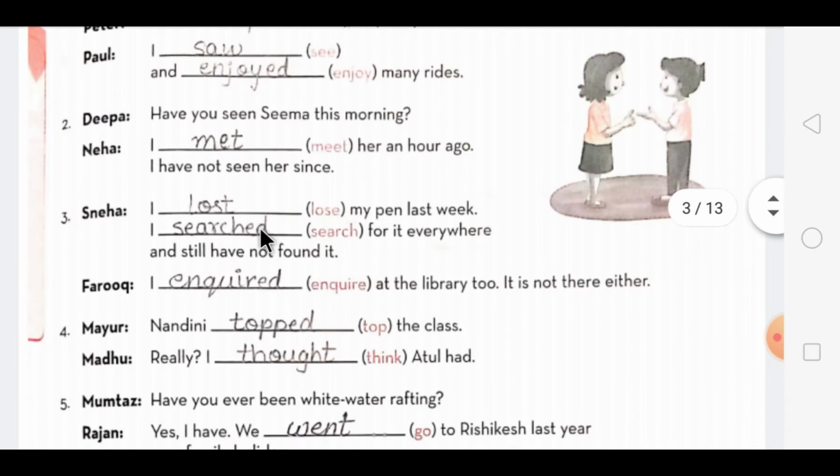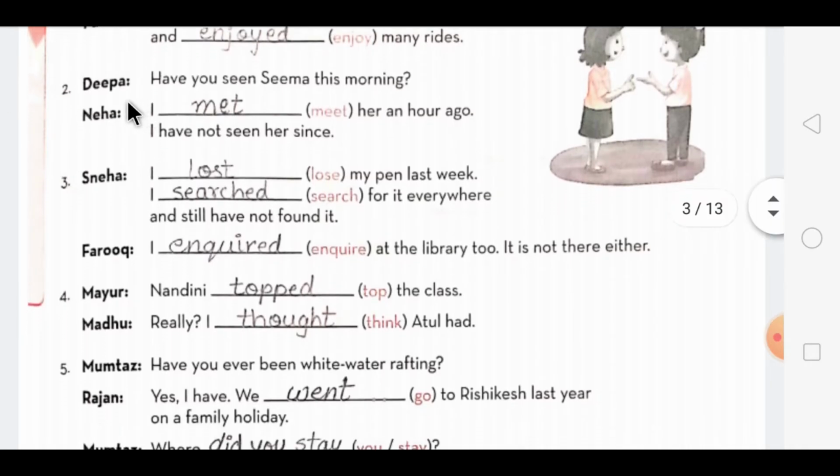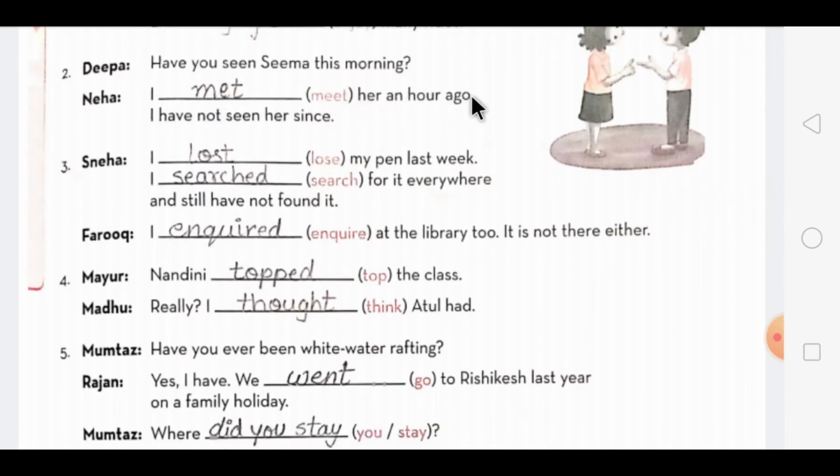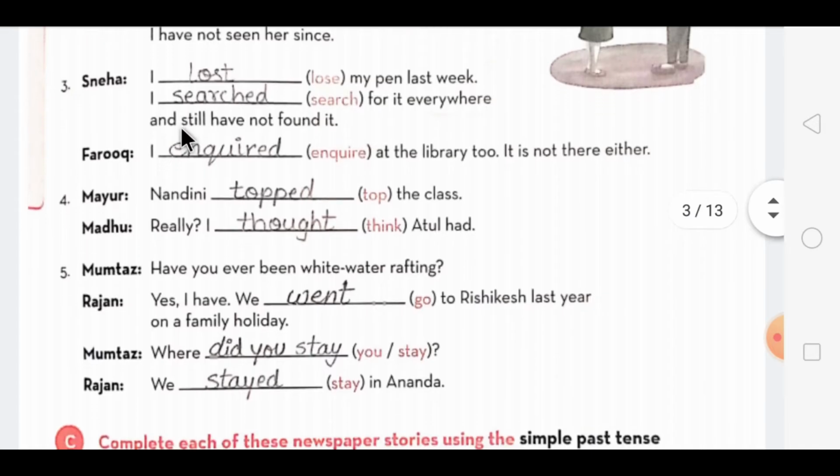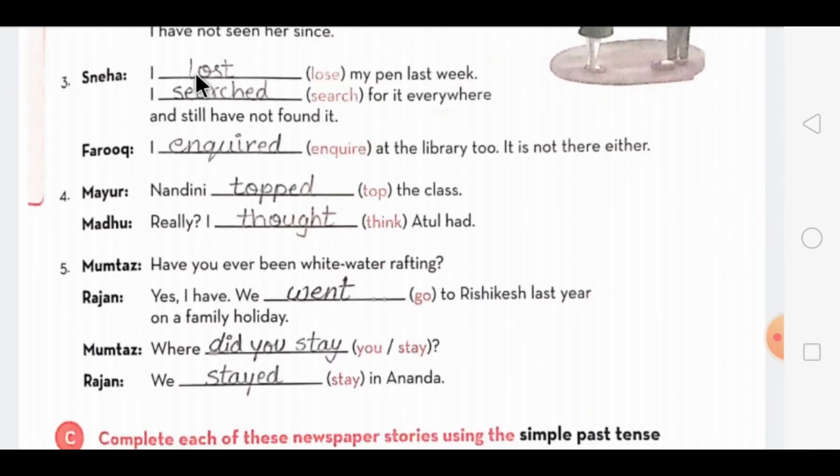Then the second conversation is, Deepa is asking, have you seen Seema this morning? Neha replies, I met her an hour ago. I have not seen her since. In this, the sentence is positive, so we use the V2 form of the word. Then the third conversation is, Sneha is saying, I lost my pen last week. I searched for it everywhere and still have not found it. The positive sentence is there over here. Farooq says, I inquired at the library too. It is not there either.